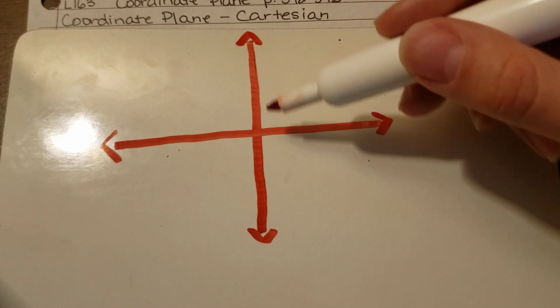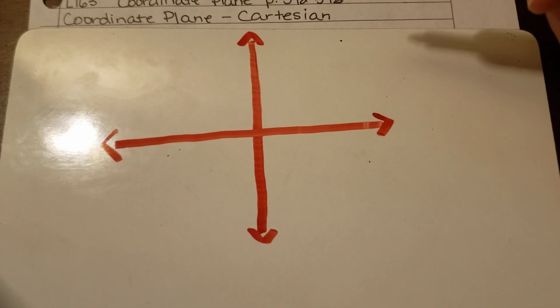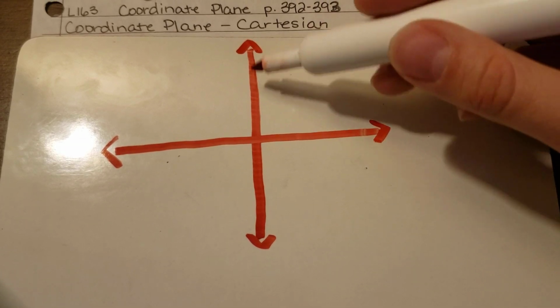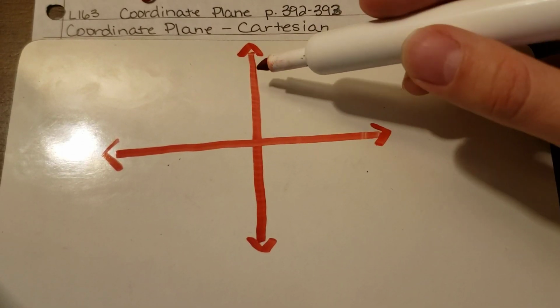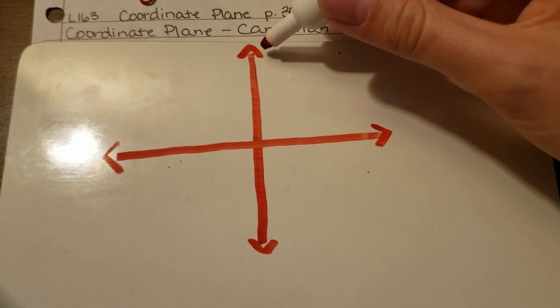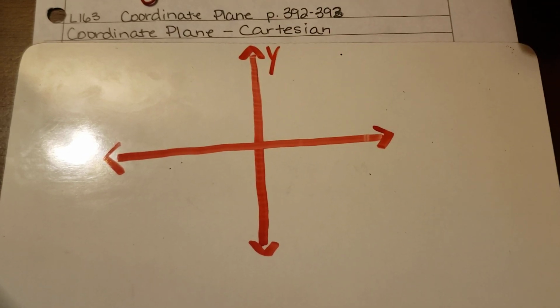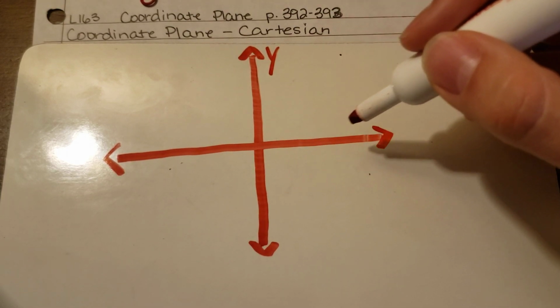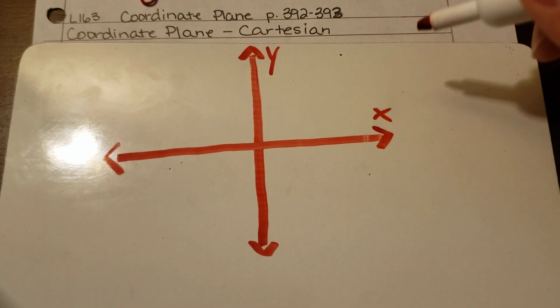Now, these are known as axes, or axes because it's plural. This vertical line makes an axis known as the y-axis. So I'm going to label it up there. Whereas this horizontal one is the x-axis.